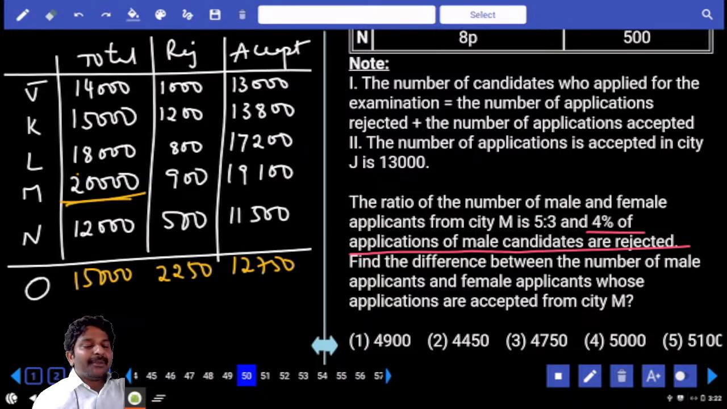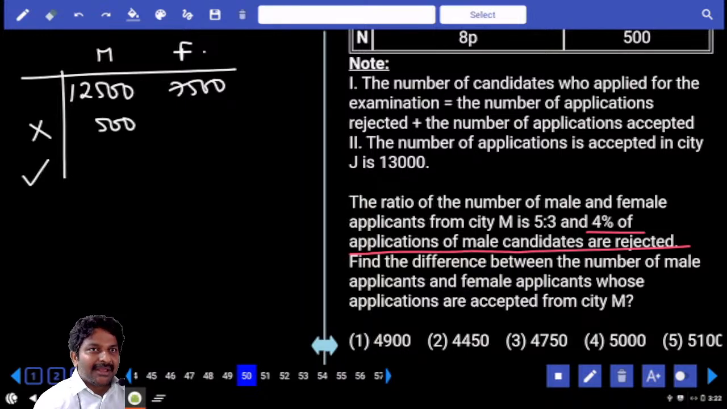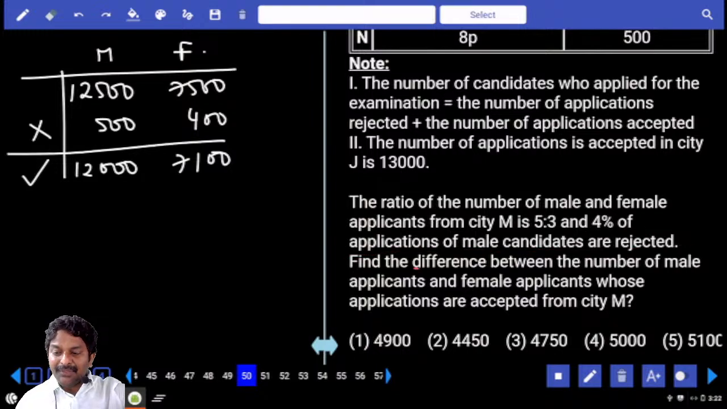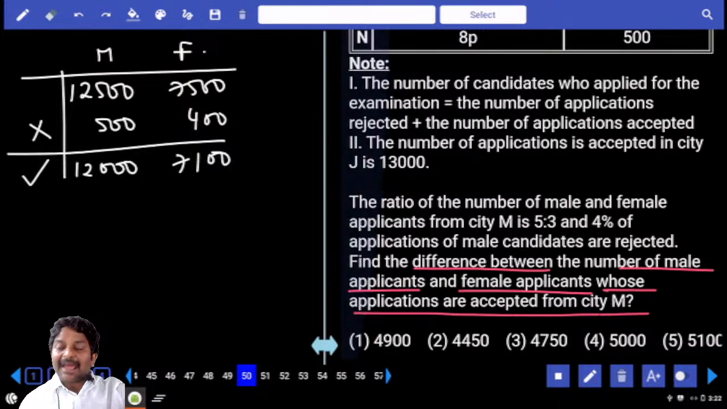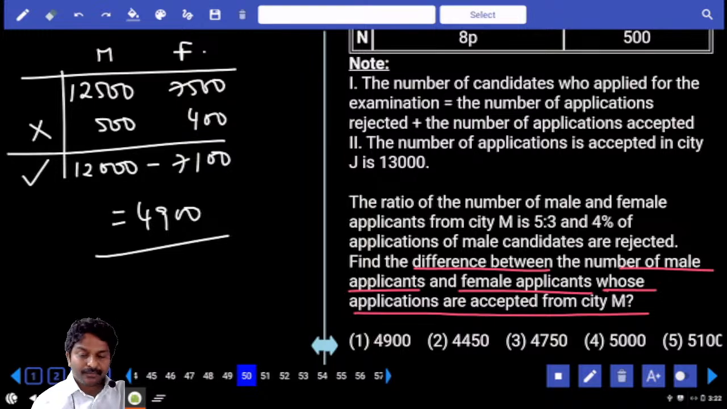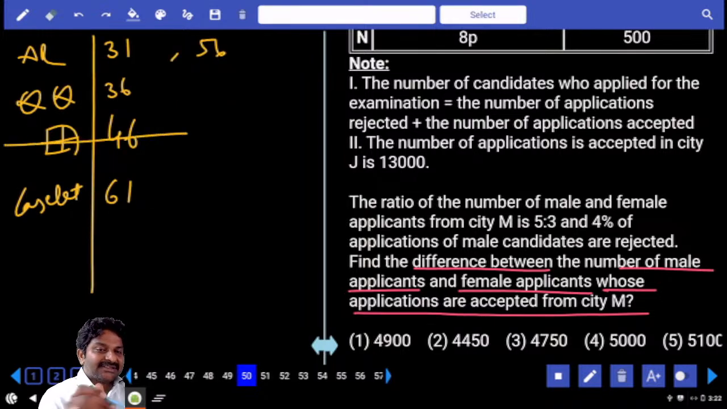In M total, how many rejections are there? 900. Out of 900, male and female will be there. Male are 500, so 400 are female. Then whose applications are accepted is 12,000 male and 7,100 female. Now the question is to identify the difference between male and female applicants whose applications are accepted. That means difference between these two numbers only. Answer: 4,900. Done? Yes. This set is over.